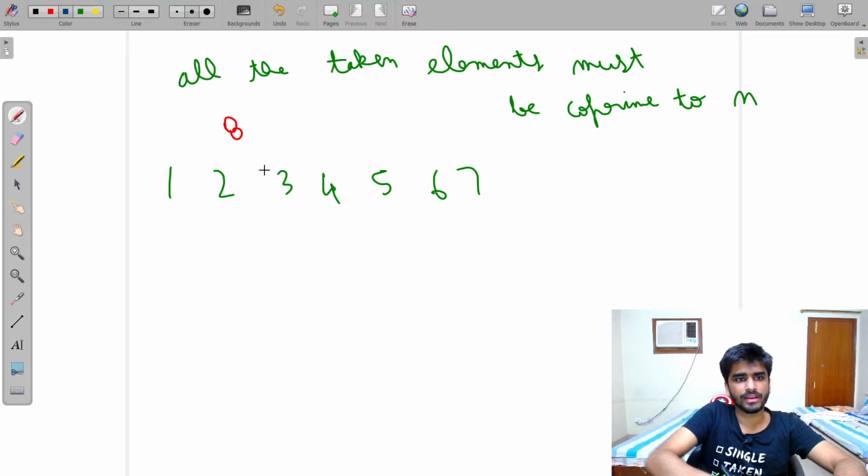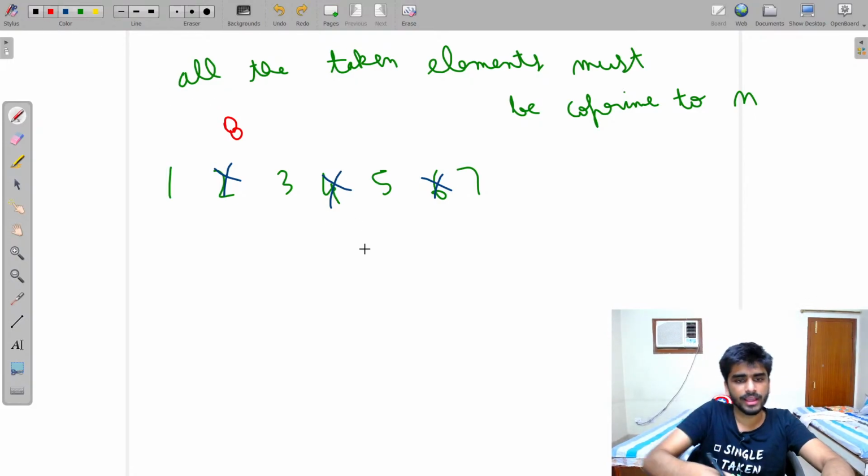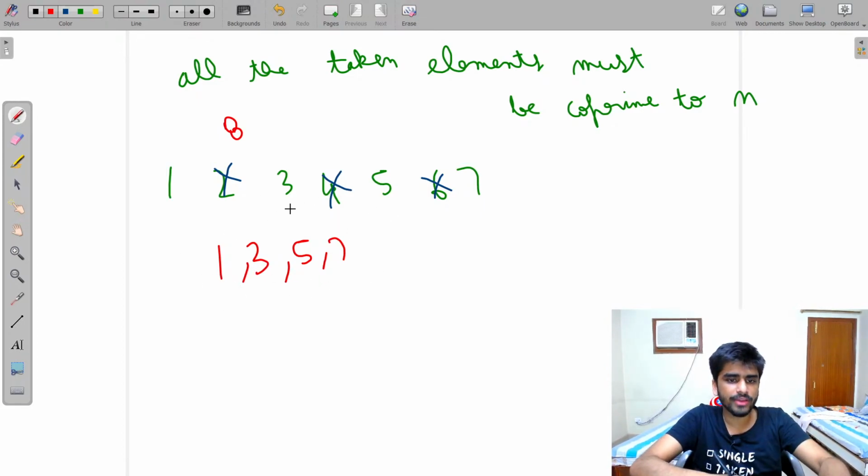Okay, right. So we know that 2, 4, and 6 are not co-prime to 8. So we remove them in the beginning. And now we're left with 1, 3, 5, and 7. Let's do one thing. Let's multiply all of these and take the modulo 8.